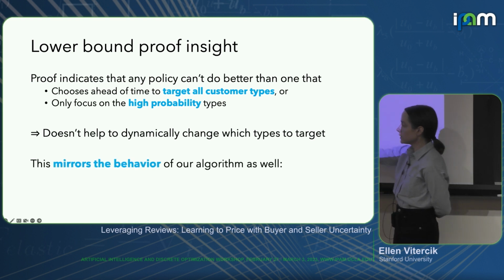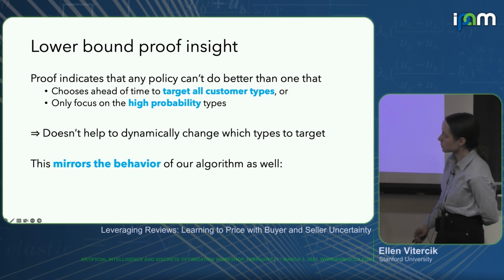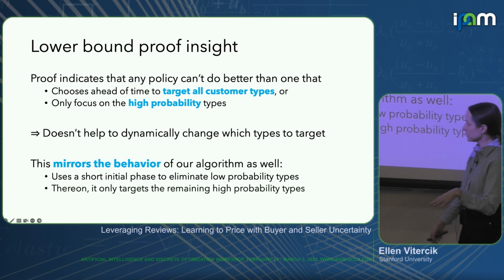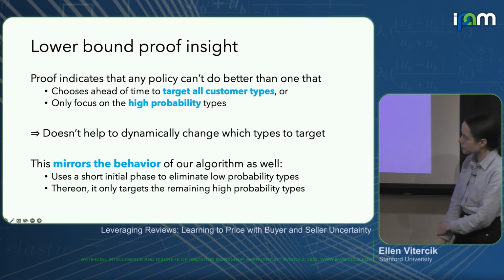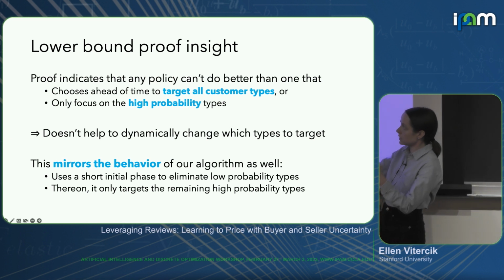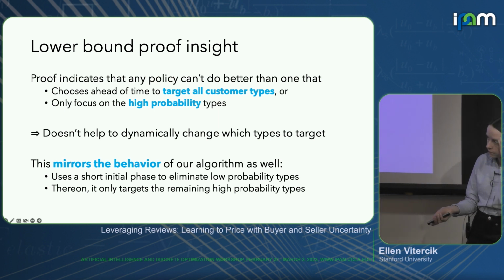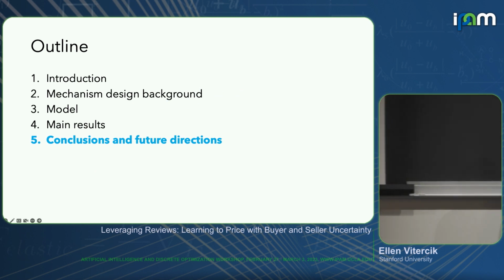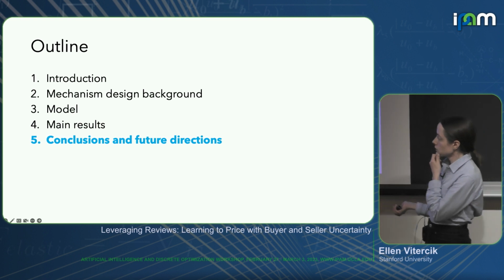And interestingly, this mirrors the behavior of our actual algorithm that gets the regret upper bounds as well. Because we have this short initial phase to eliminate those low probability types, and thereon we're just going to target the fairly high probability types. So this is just an interesting insight that connects our lower bound proof to our actual algorithm. So now I'm just going to wrap up, a little early, with some conclusions and future directions.